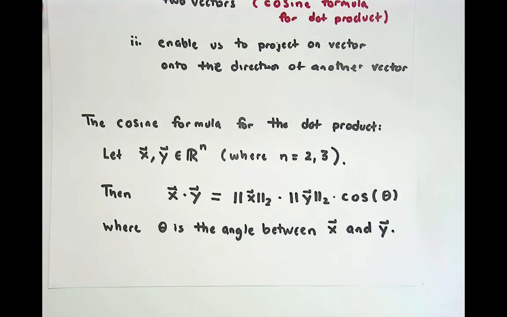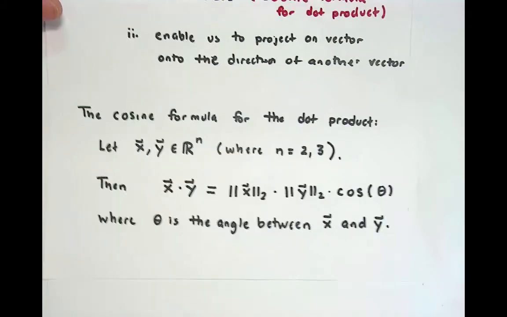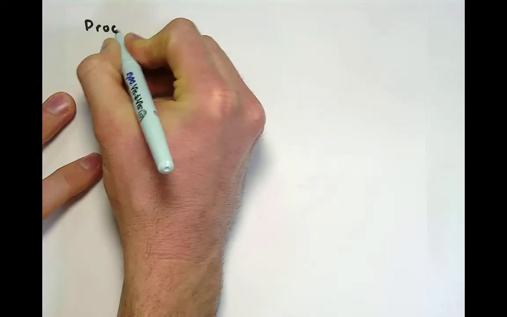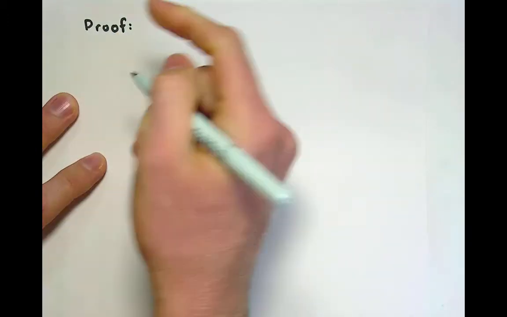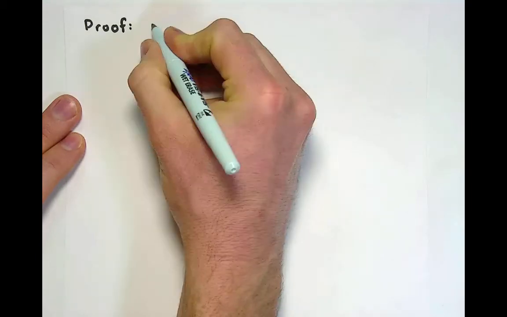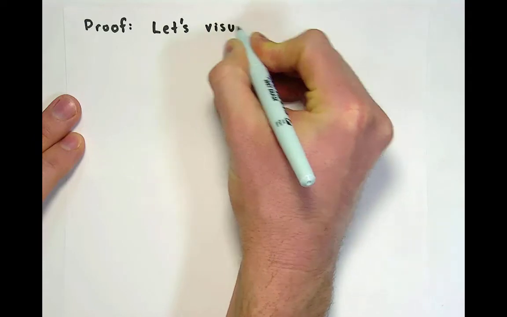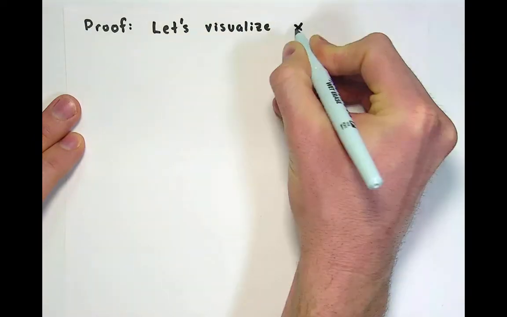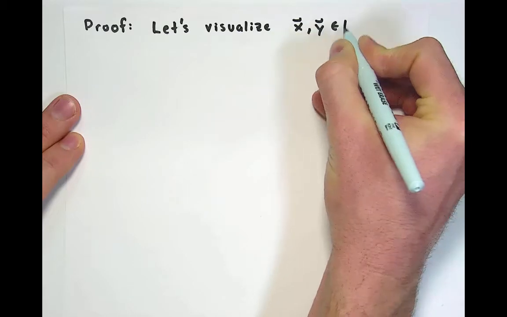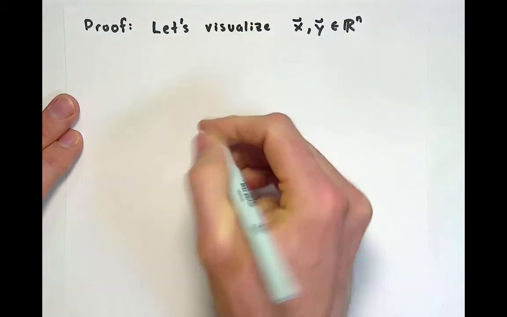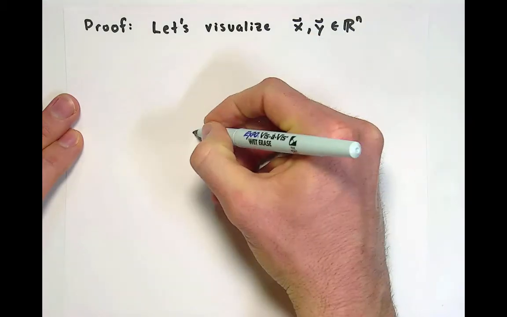For now, I wanted to show where this comes from by doing a little bit of analysis using geometry. So you might call this a proof. You could also call it a derivation if you started with it and then stated the theorem. So let's visualize x and y in Rn having the same initial point. Because I haven't said what the initial point is, we of course assume that that initial point is 0.